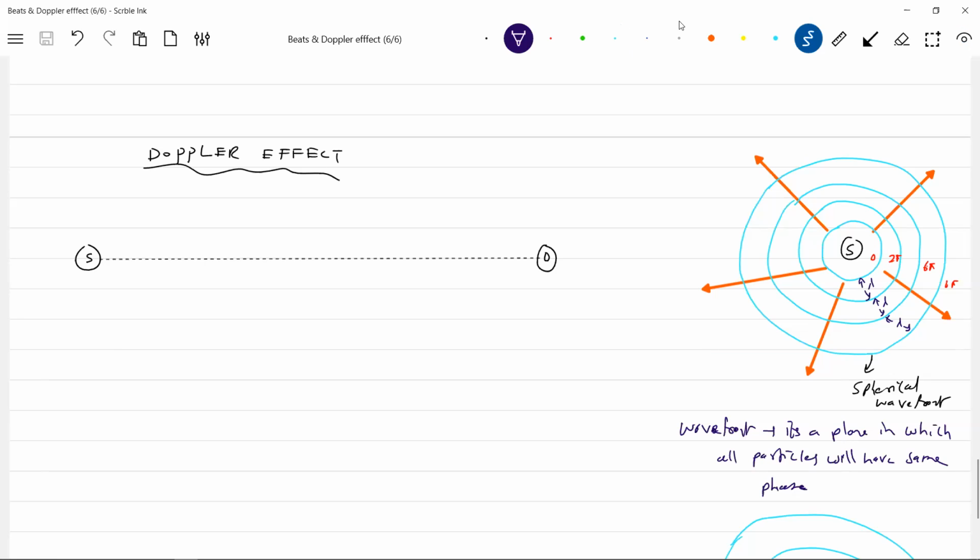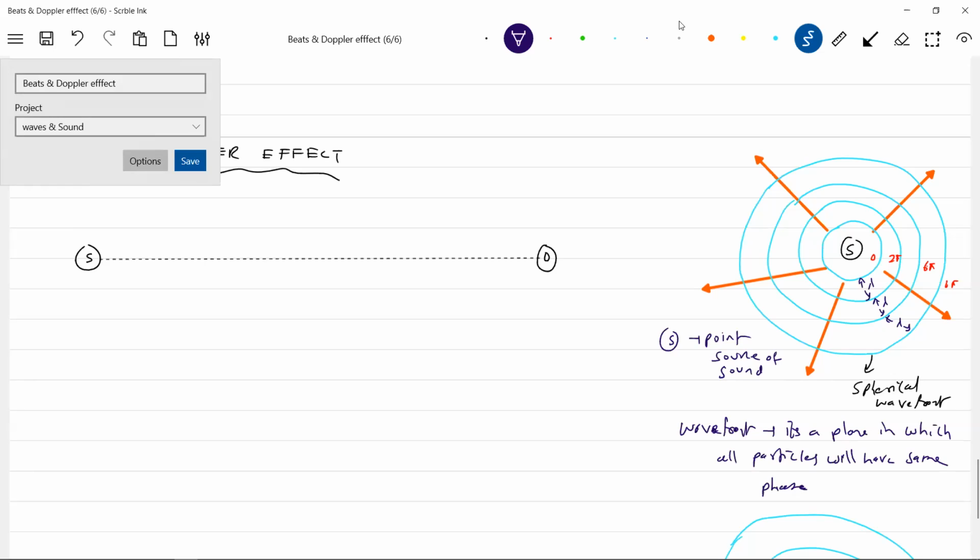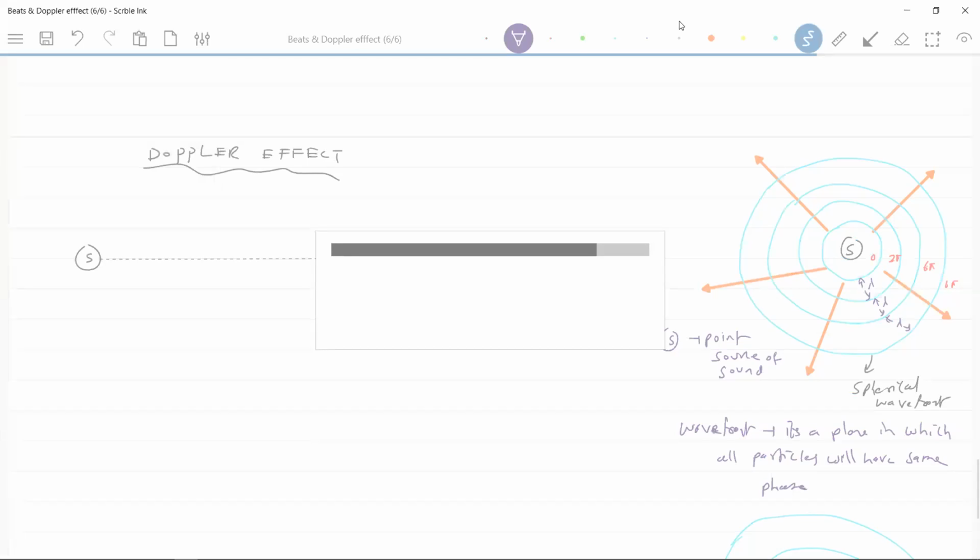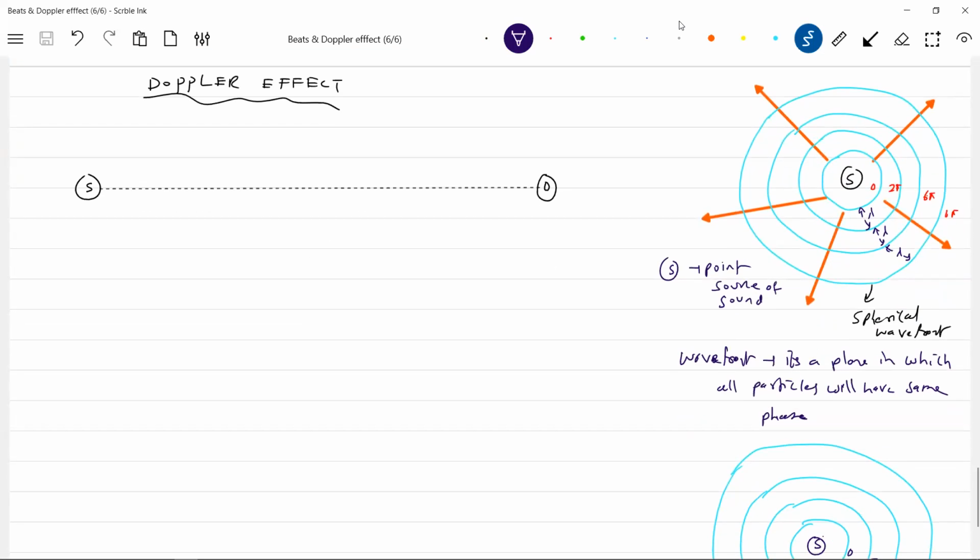In brief, this is like this. There's a point source I kept. What is the condition of this point source? It is at rest. The detector is also at rest. So this is the detector or observer, anything you can put.